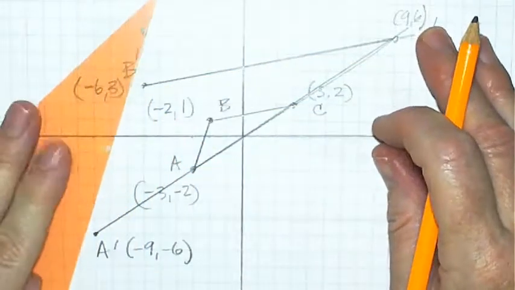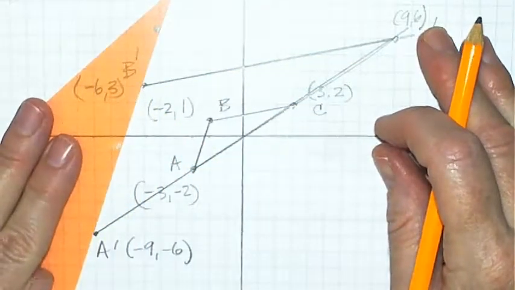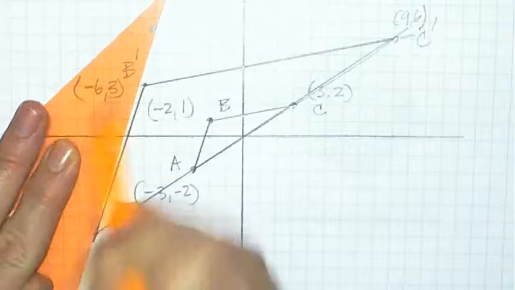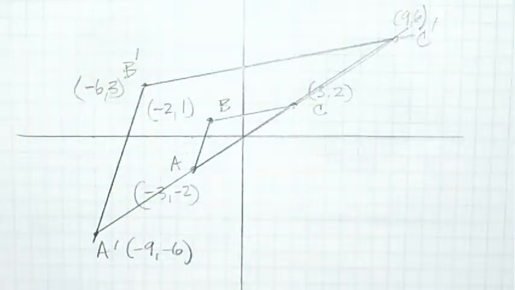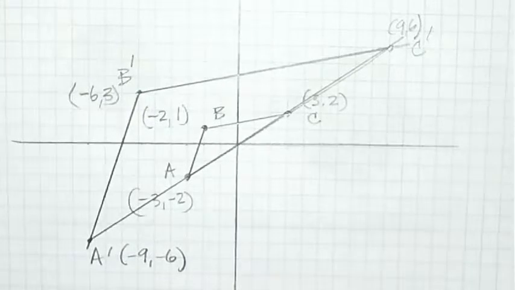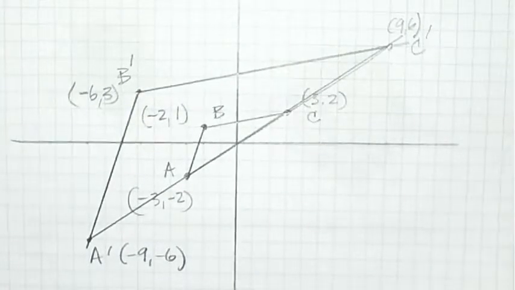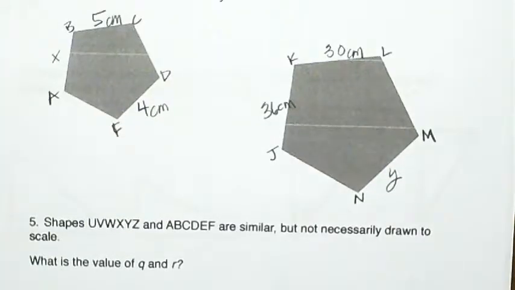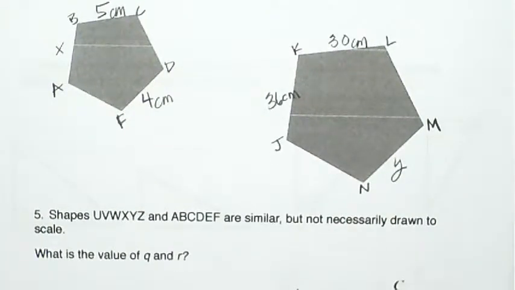When you dilate an image, those corresponding sides are either going to be parallel or they're going to be on the same line, and your angles are going to be congruent. So not too difficult, but you definitely want to practice so that you get this right. Okay, number 4.